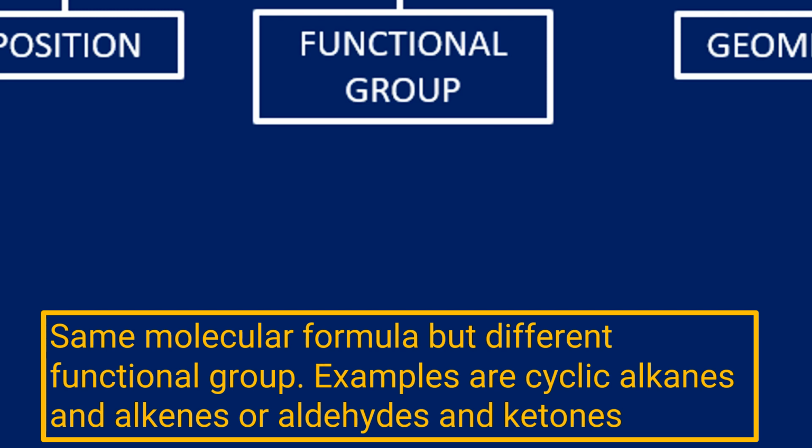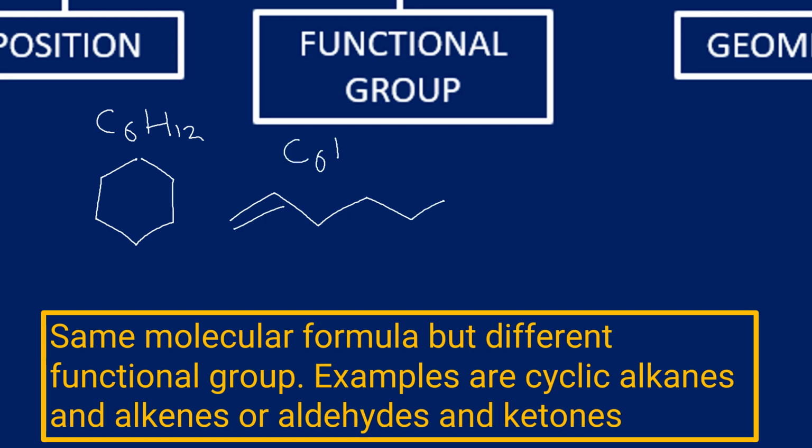First example then, a cyclic alkane. If I draw cyclohexane, that is in fact C6H12. Or if I draw hexene, they are both C6H12. However, the one on the left is classed as a cyclic alkane and has similar chemical properties to alkanes. The one on the right is an alkene and it has similar properties of alkenes.